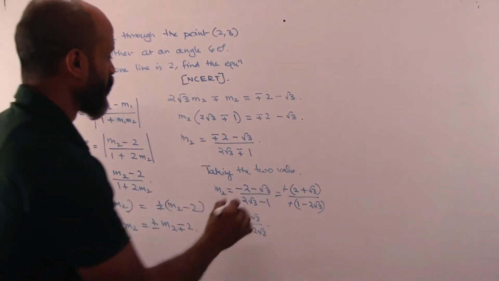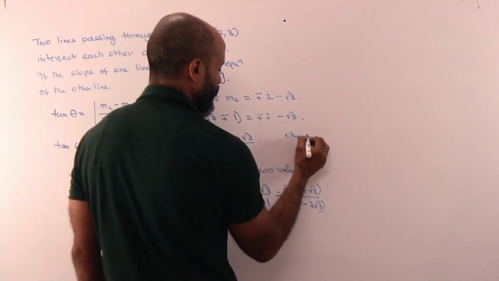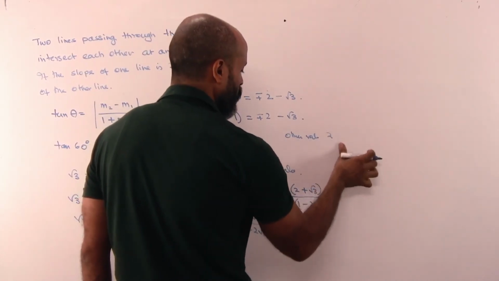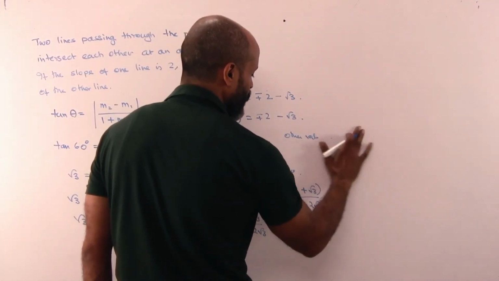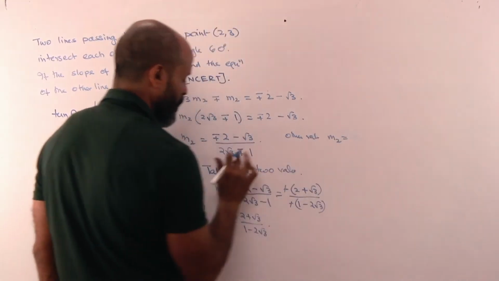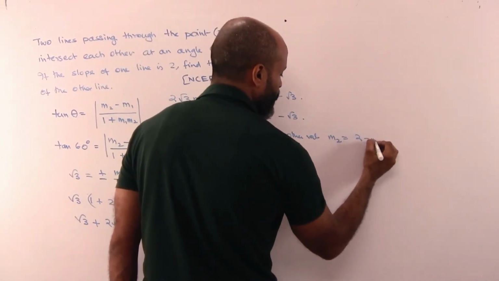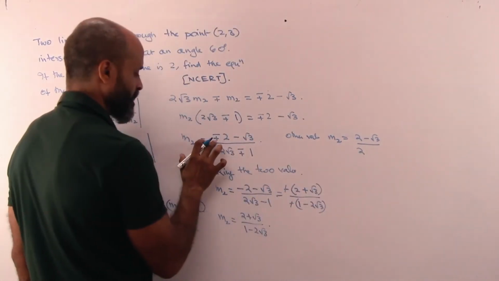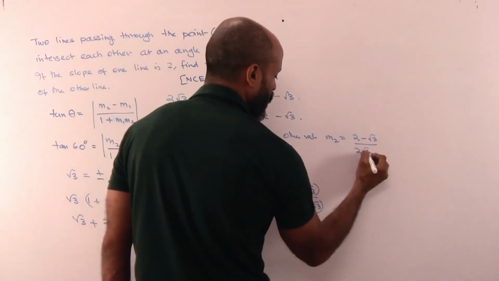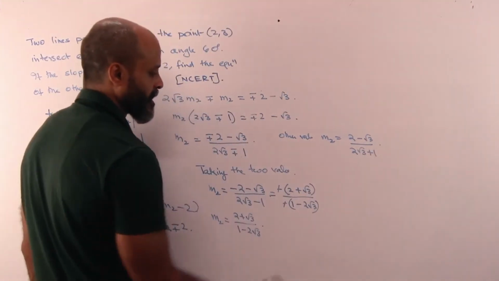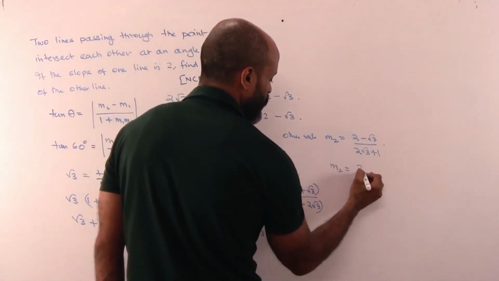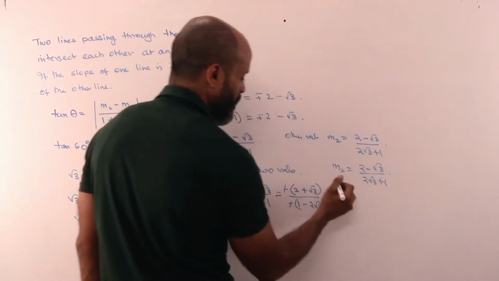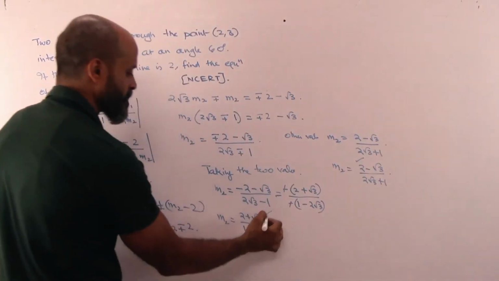That is one value. What would be the other value? Other value, obviously we will take the plus value, 2 minus under root 3. The other value of m2 will be equal to 2 minus under root 3 upon 2. Here we are taking the positive value. So 2 under root 3 plus 1. Okay, in this case m2 will be equal to 2 minus under root 3 upon 2 under root 3 plus 1. So m2 has got this value and m2 has got this value.